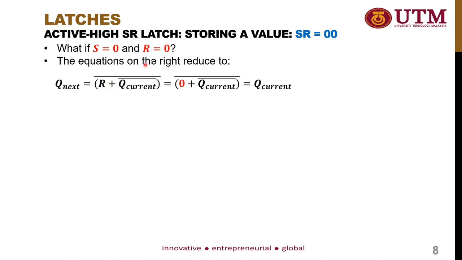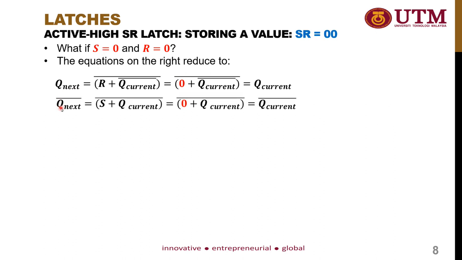First, we substitute the value R equals 0 into the equation for Q next. It becomes 0 plus Q current bar, which equals Q current bar. The over bar then cancels the bar, so Q current bar becomes Q current. Then we substitute the value of S into the equation for Q next bar. It becomes 0 plus Q current, which equals Q current, and then we have an over bar here. So the final answer is Q current bar. As you can see, when we set S equals 0 and R equals 0, the next value of Q equals the current value of Q, and the next value of Q bar becomes the current value of Q bar.